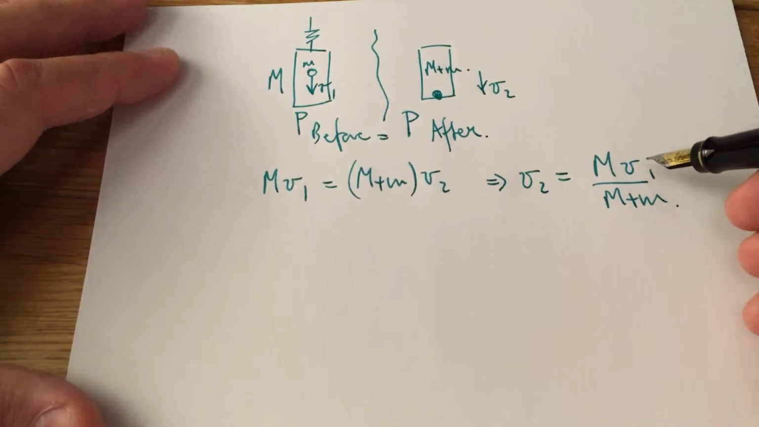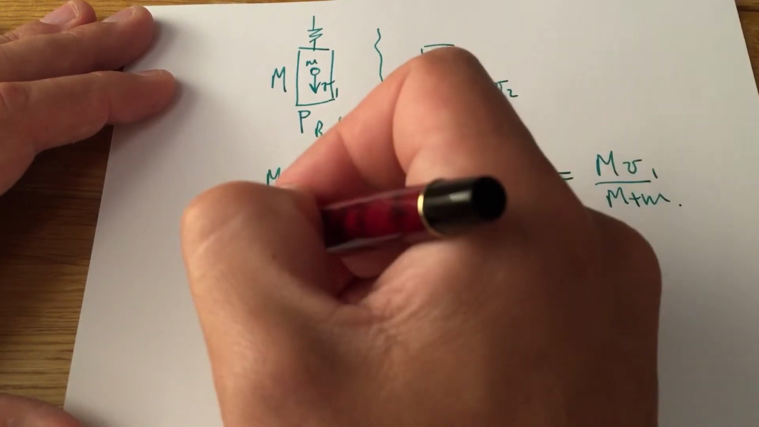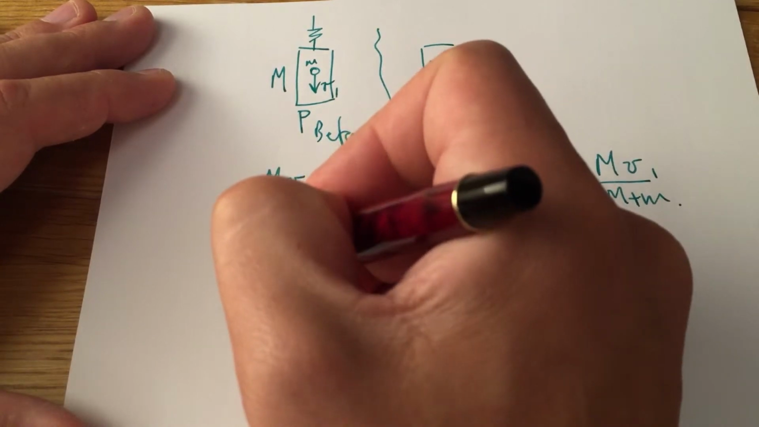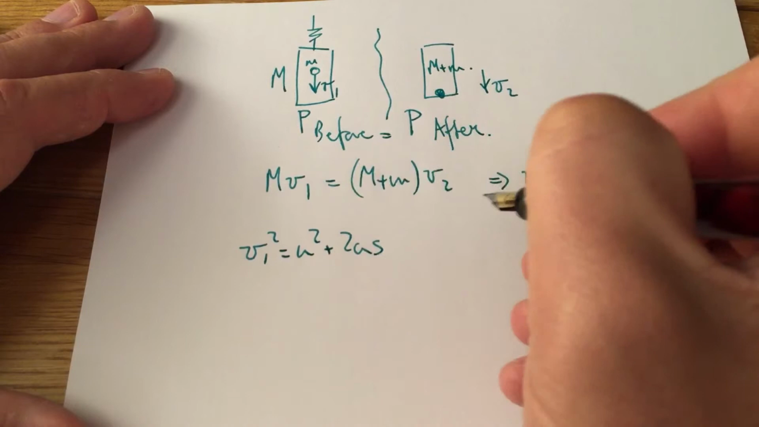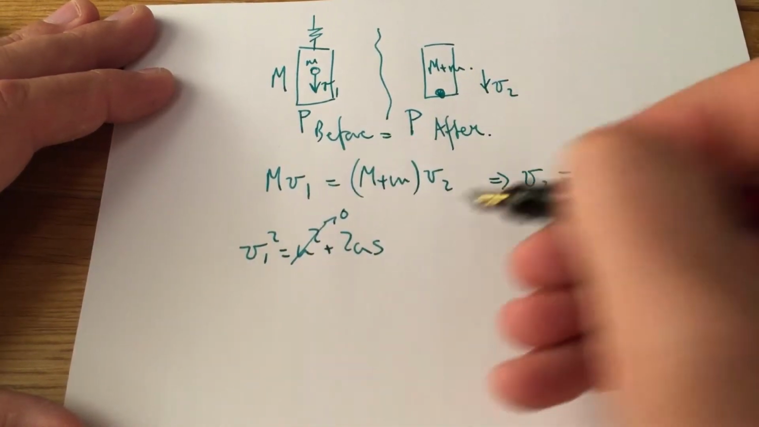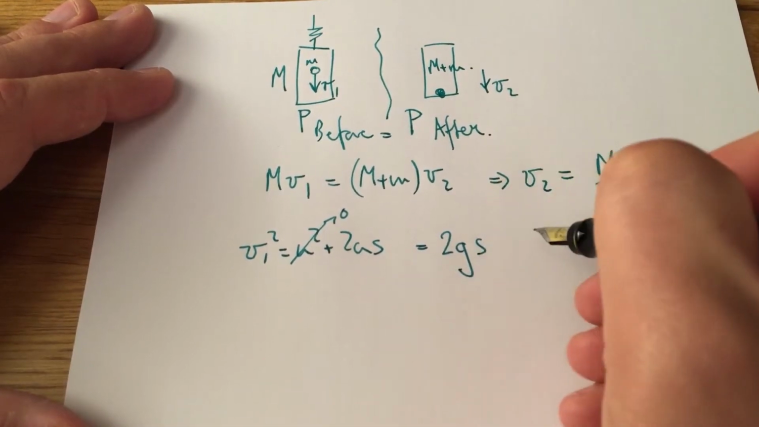Good, so what is v1? Well, as we worked out before, it's a kinematic equation. v1 squared is u squared plus 2as. Of course, it starts from 0, so that just gives us 2gs.